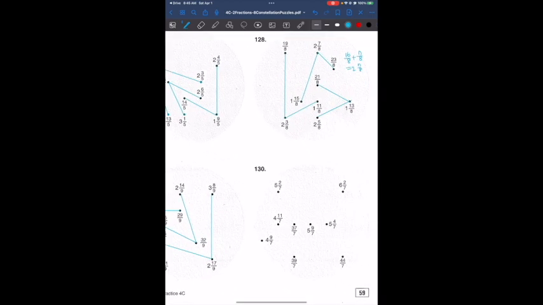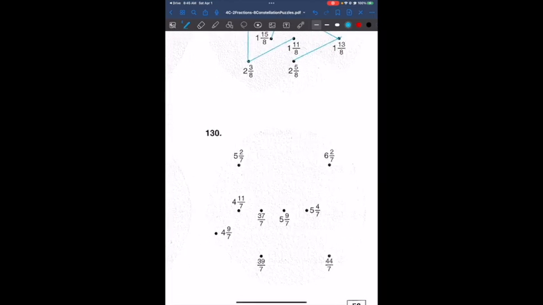Now we have problem 130 left. And so we have 37 over 7, an improper fraction, which can be written as a mixed number. So this can be written as 35 over 7 plus 2 over 7. So that's going to be 5 and 2/7. So these two are going to be equivalent. So we're going to connect those 2 dots. And then 4 and 9 over 7 is also equivalent because 4 and 9 over 7 is 4 plus 7 over 7 plus 2 over 7, so it's 5 and 2/7.